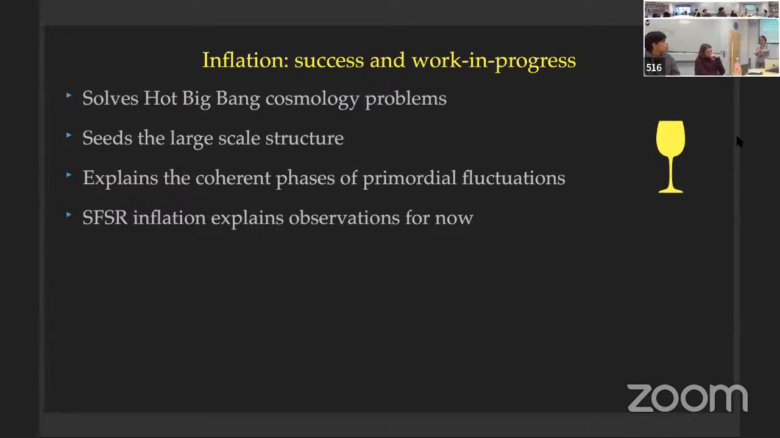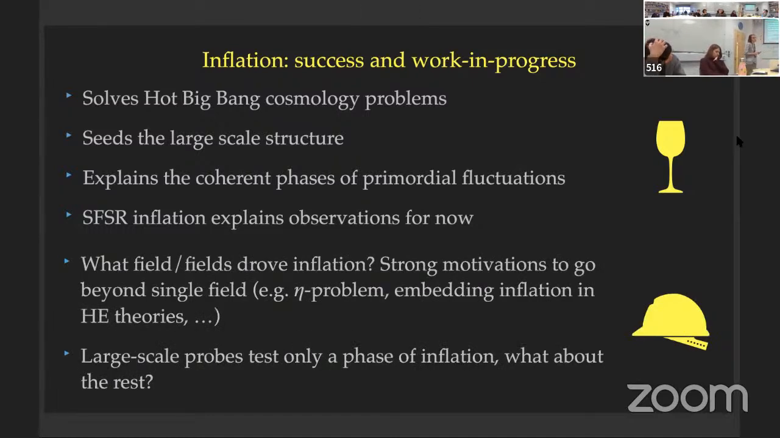So just to conclude this first bit, inflation is at the same time a great success, and it does still need some work. So inflation solves the hot Big Bang cosmology problems. It does seed the large scale structure. It explains coherent phase of primordial fluctuation, which I didn't go into, but it's very important. And up to now, within the simple framework of single-field slow-roll inflation, we can explain observations. At the same time, there is some work that needs to be done yet.